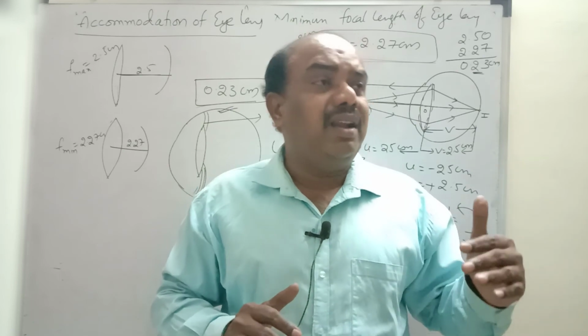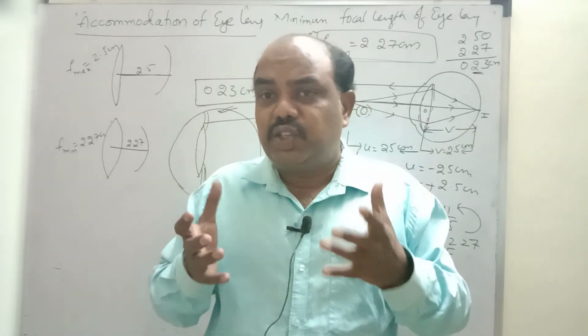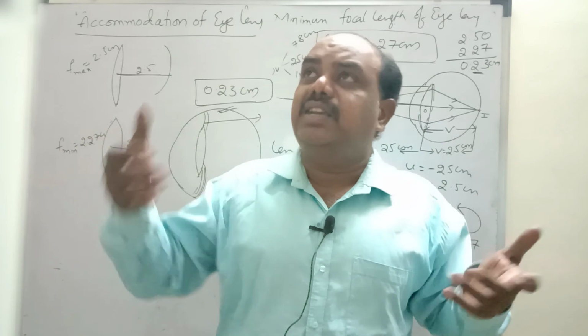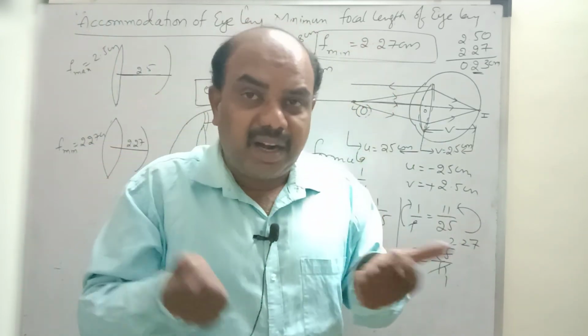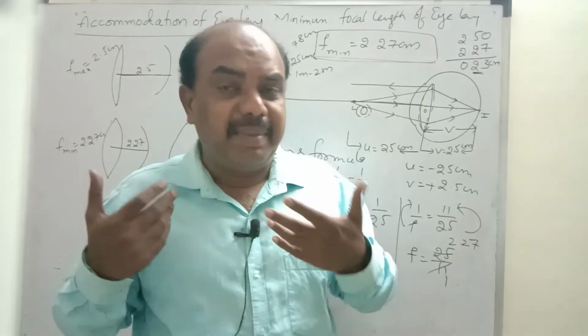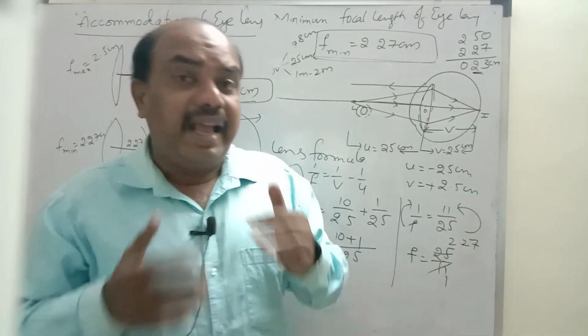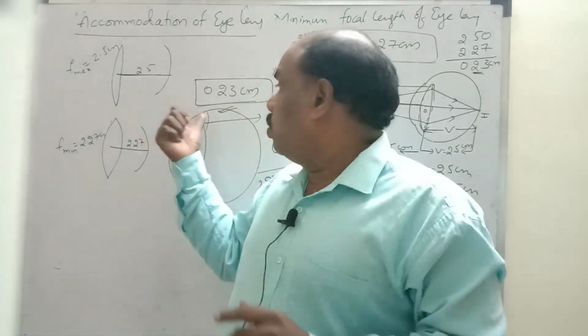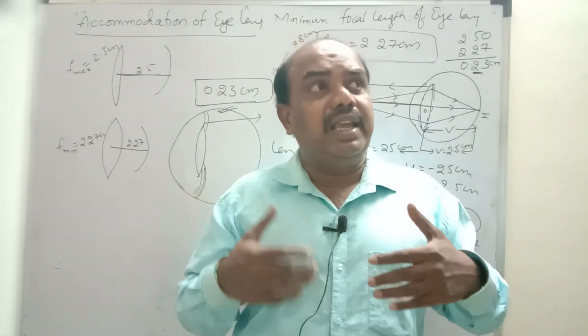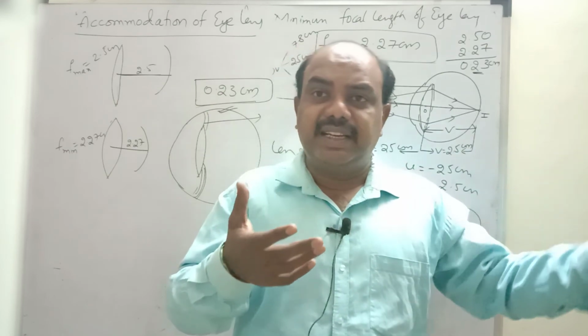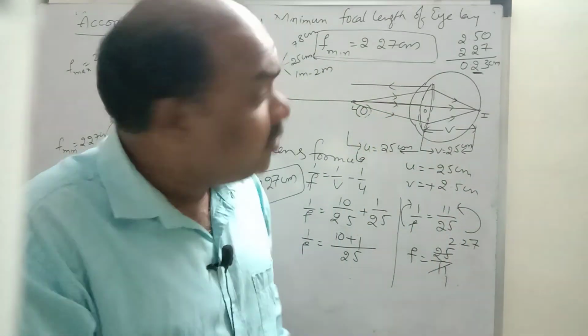So it may lead to a very difficult issue. Why? Because we cannot see all objects. You cannot see farther and nearer objects clearly, so you cannot drive a car or a bike, and it may lead to accidents also. Hence we have to appreciate the role of ciliary muscles, which help us to see both nearer and farther objects clearly. Hence I appreciate the role of ciliary muscles.